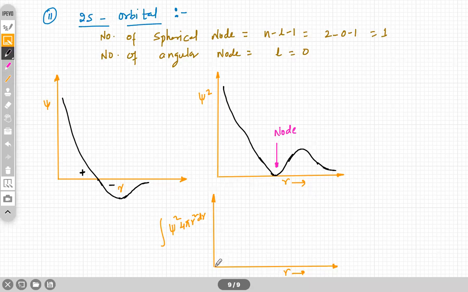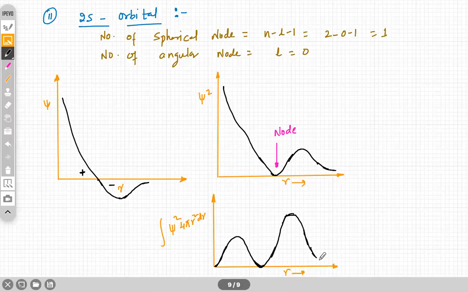The graph goes like this. It will go up. Comes down. We have a node, so it will touch the x-axis. And then again, it goes up to a maximum and comes down and goes like this. This point is the node. So obviously it has a certain distance at which the node is present.